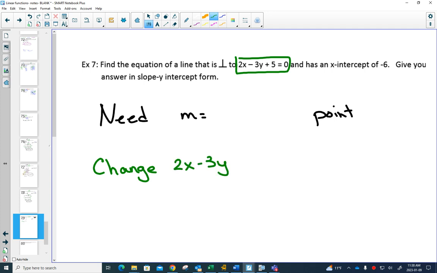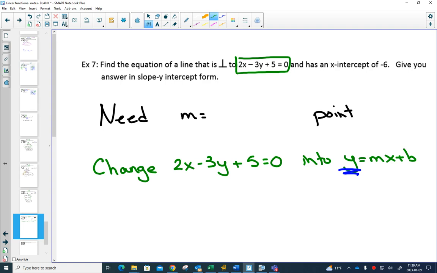2x minus 3y plus 5 equals 0. Why would I want to change it to y equals mx plus b form? Because then I could find the slope. If I want to change it to y equals mx plus b form, notice that we have to get the y by itself.